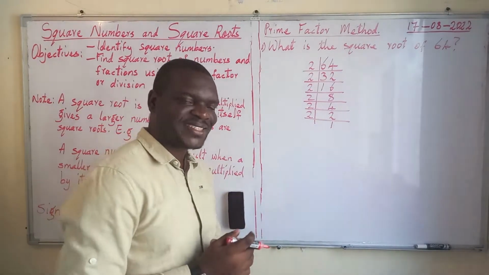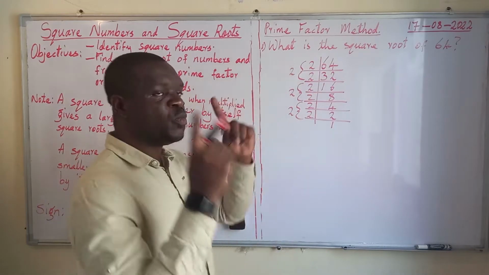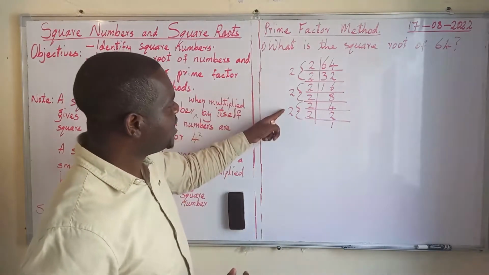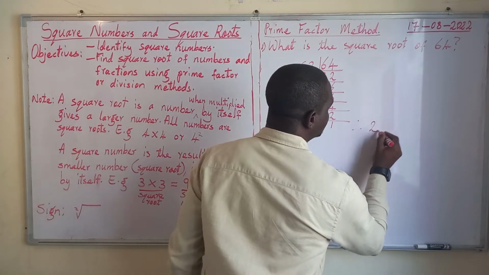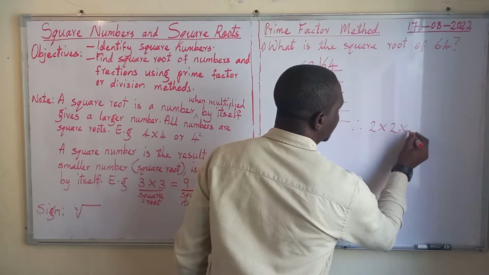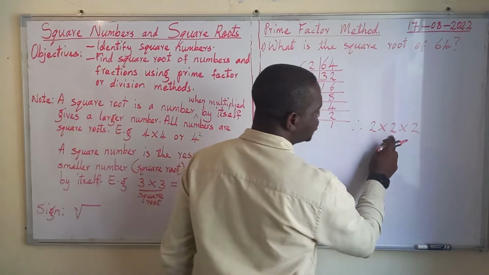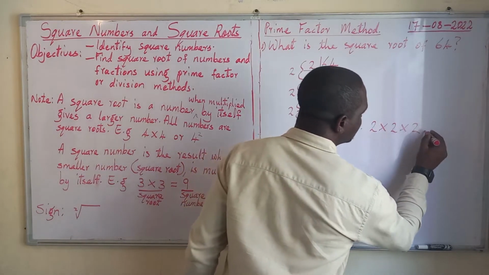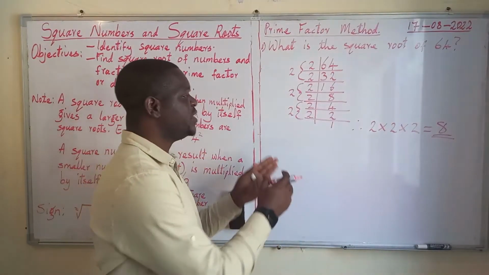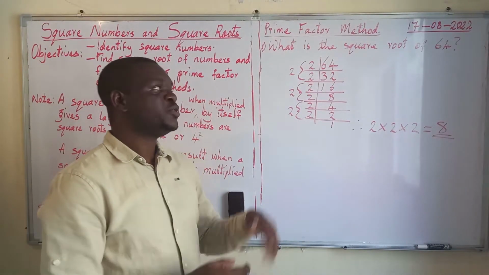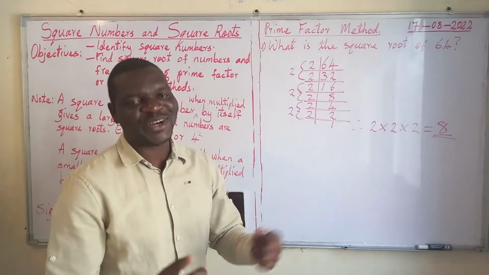What do we do next? We pair these prime factors up and pick 1 from each pair and then find the product. Therefore, our answer will be 2 times 2 times 2. 2 times 2 is 4, and 4 times 2 is equal to 8. This is how you can use the prime factor method to calculate the square root of 64 or any other number.